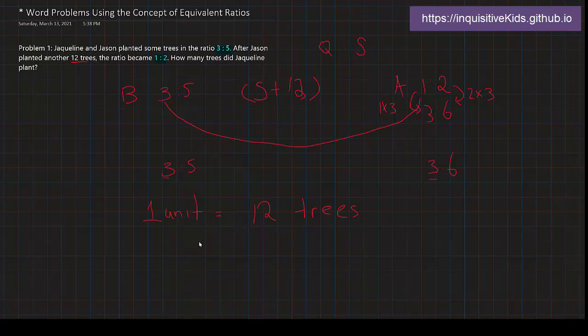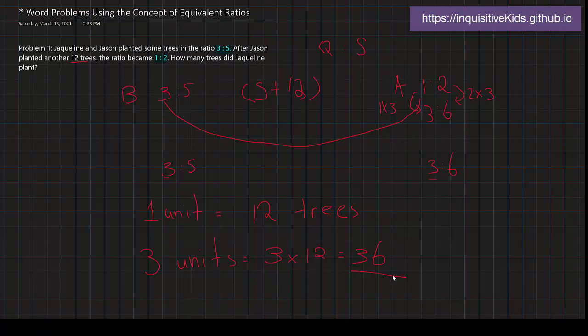So now we can find what 3 units are. Because we know that over here, Jaqueline had 3 units. So if we know that 1 unit is 12 trees, and we want to figure out what 3 units are, we only have to multiply a 3 to 12, which gives us 36 trees. And that is our answer. Jaqueline had planted 36 trees.